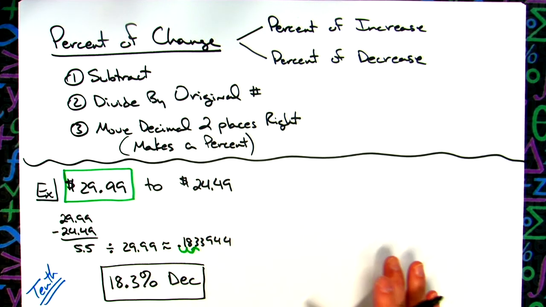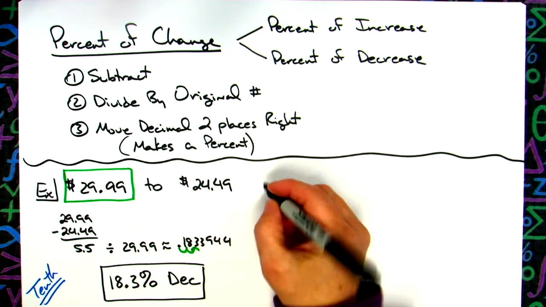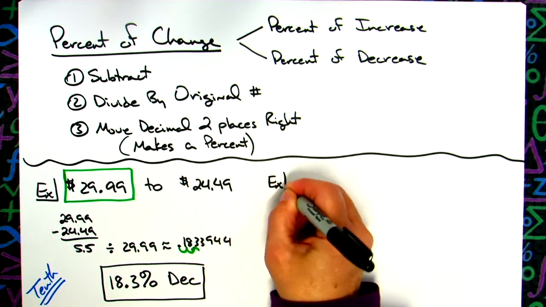But highly, highly calculator oriented. And that was just like, I can put the story problem around it. I could have written it out in words. It could have been a story problem. Okay, the pair of tennis shoes was originally $29.99. There was a sale. It went down to $24.49. Now, what's the percent of change? Okay, now let's do another one.